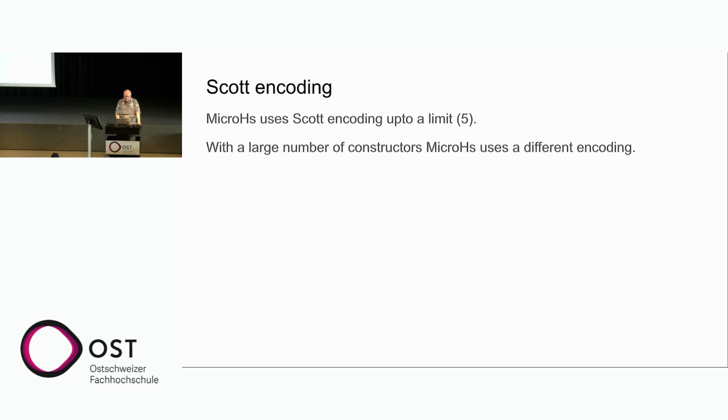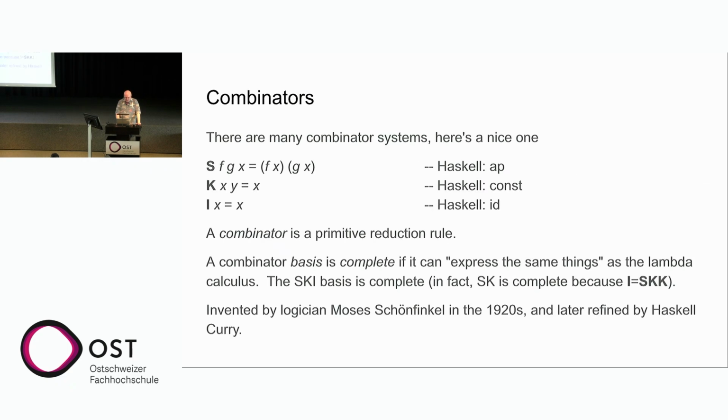It's bigger and it's slower. If you use Scott encoding everywhere, it's about 30% slower. Okay.